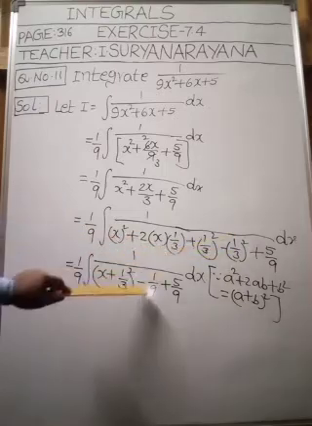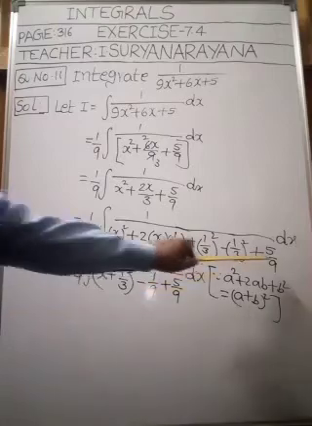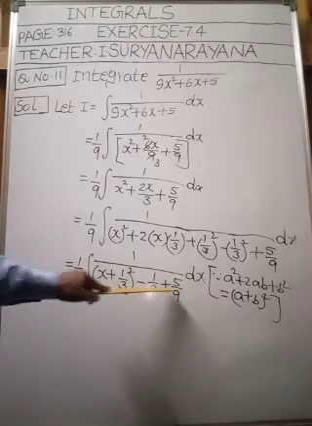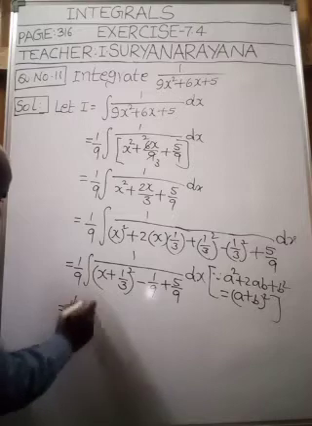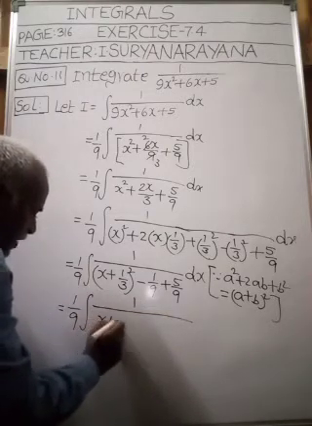After that, minus, I wrote 1 by 3 whole square value, that is 1 by 9, plus I wrote the last term as it is. Okay, my children, understood this one? Right. Now let us simplify these two numbers. That is equal to integral 1 by (x plus 1 by 3) whole square minus 1 by 9.